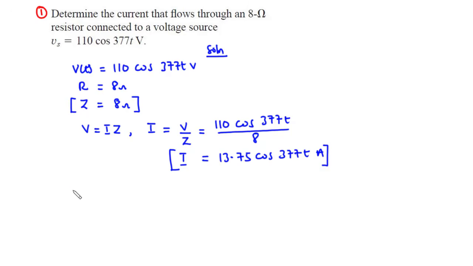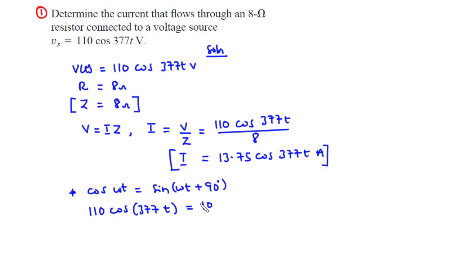So using the trig identity, that is cos omega t equals sine omega t plus 90, in that case, 110 cos 377t becomes 110 sine 377t, and then we add 90 to the phase angle, so plus 90. So this is the value of v of t.